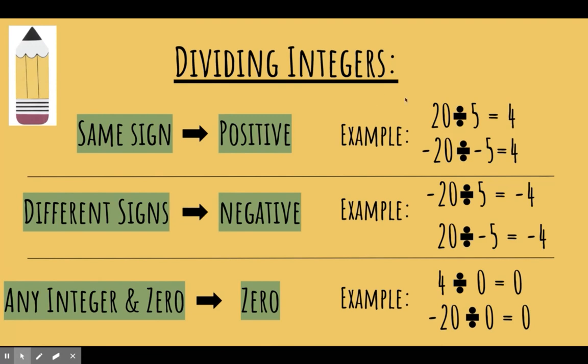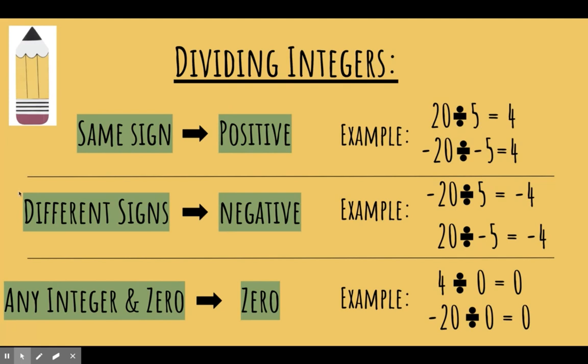Your example is 20 divided by 5 equals 4. You have positive 20 divided by positive 5. That equals a positive number. Then we have negative 20 divided by negative 5. That also equals 4. A negative and a negative equal a positive.